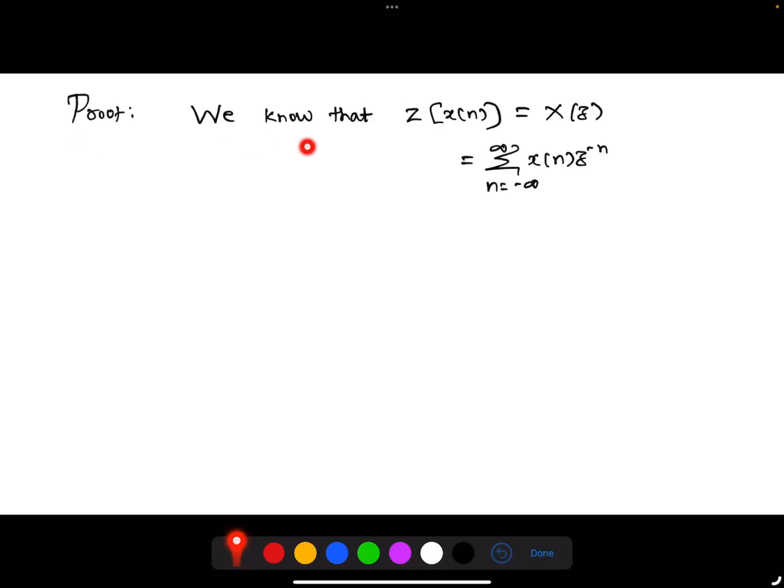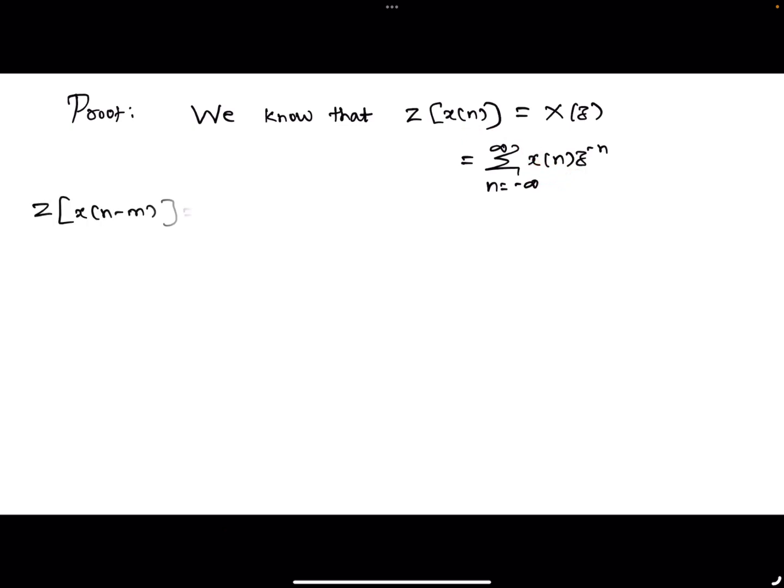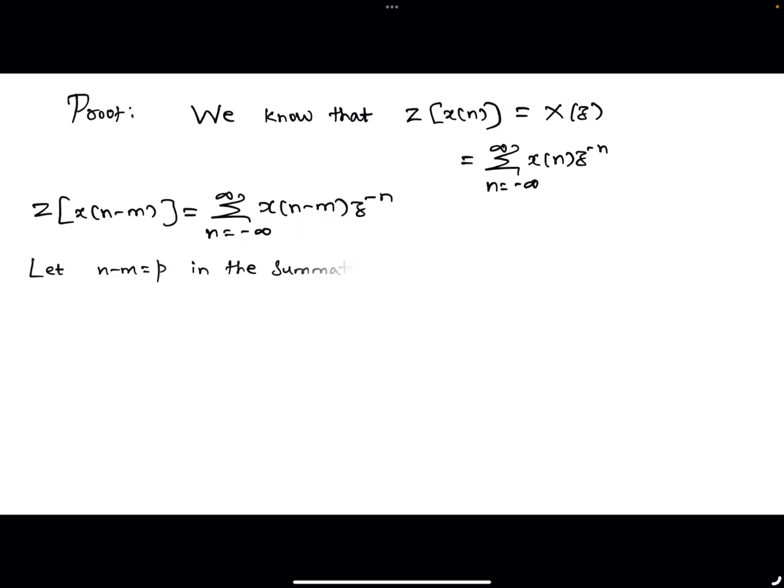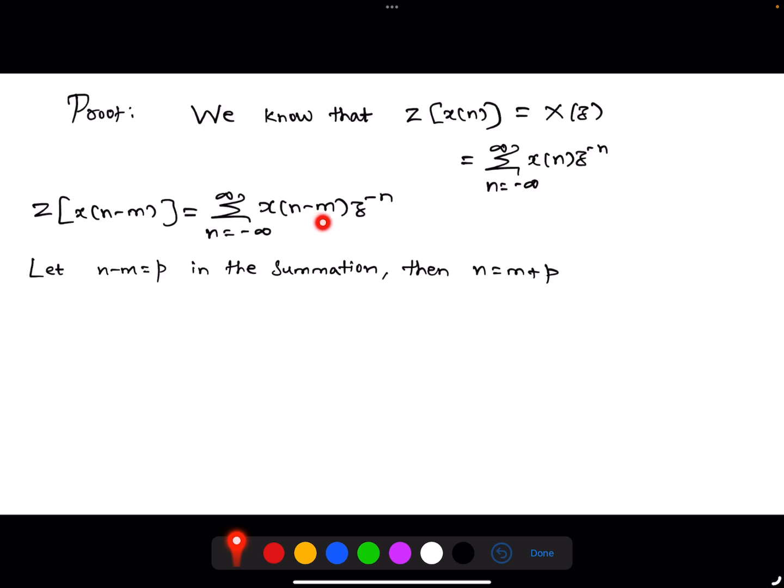Proof: we know that Z of x of n is equal to capital X of z, which is the bilateral transform, n equal to minus infinity to plus infinity x of n into z power minus n. But now we are trying to plug in x of n minus m in place of x of n here. So what will happen here? It is x of n, but here it is x of n minus m. So in the formula when you apply, this place will become x of n minus m into z power minus n with summation. And now we are trying to replace n minus m equal to p in the summation. Then what happens to n? n will be m plus p.